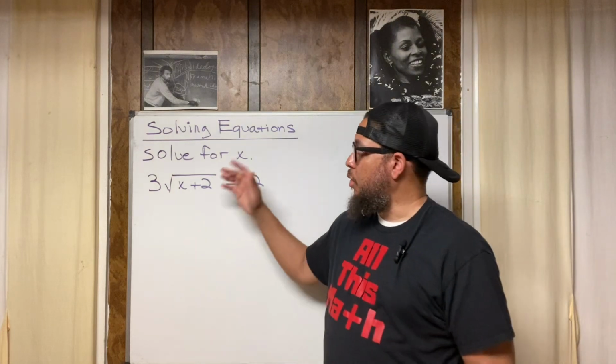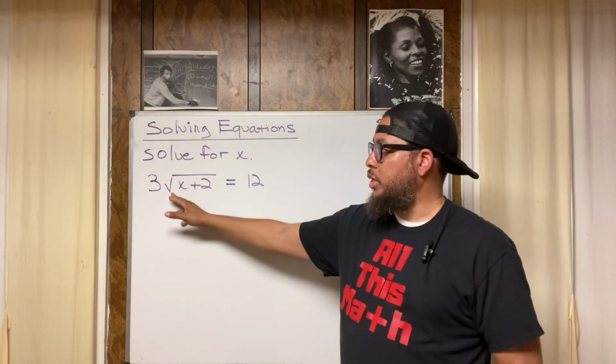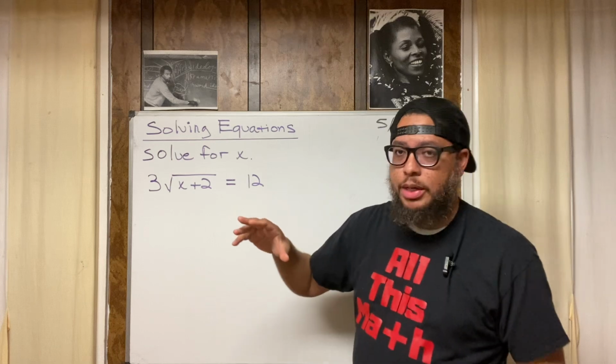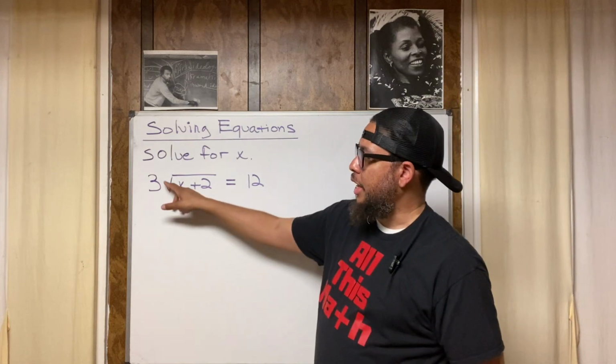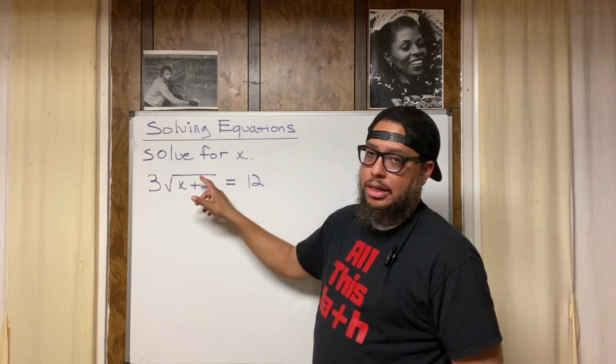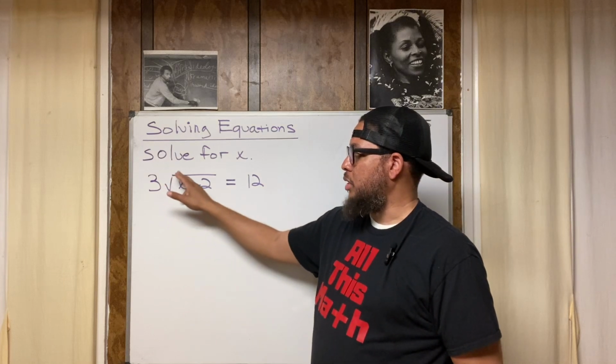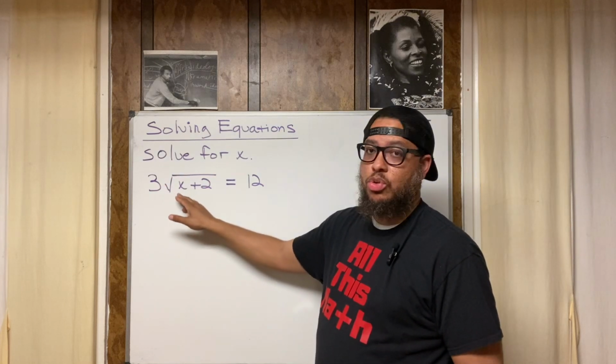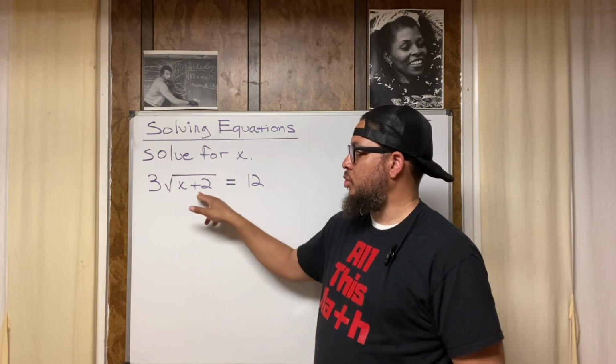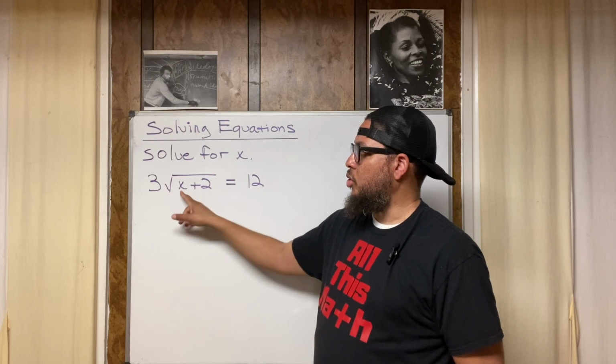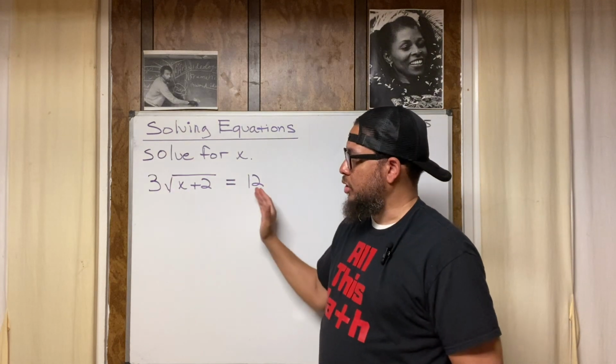Now, what we're about to solve is called a radical equation. Why is it called a radical equation? Because one of the expressions is inside a radical sign. This sign that looks like a long division symbol is a radical sign. This means 3 times the square root of the quantity x plus 2 is equal to 12. And we want to know what value of x makes this a true statement.